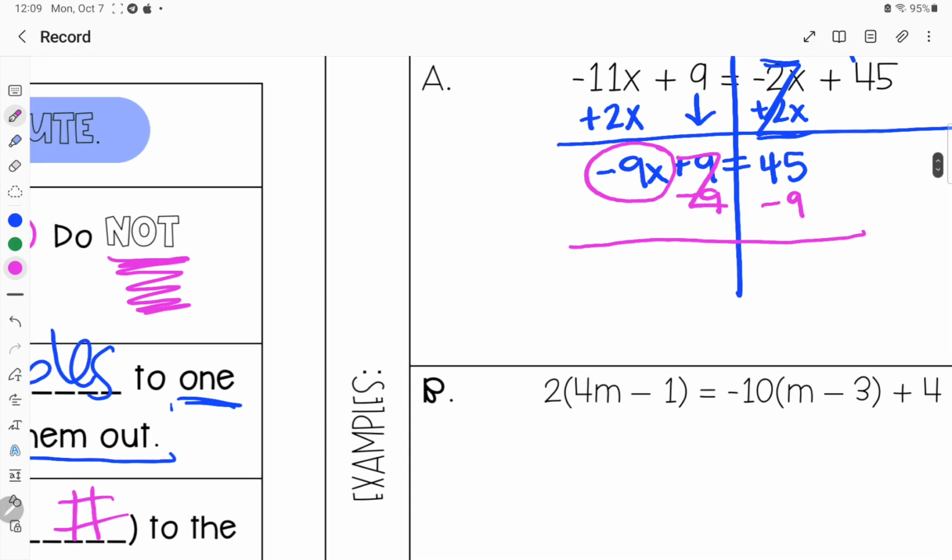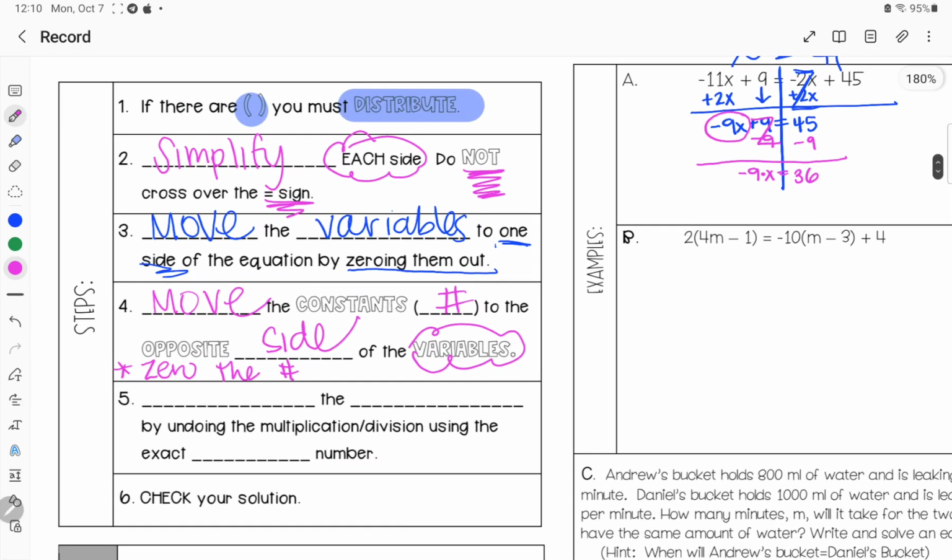So that will leave me with 0 there, but I still have negative 9 times x equals, I had 45, I took 9 of them away, that's going to leave me with 36. So we've gone from an 8th grade problem to a 7th grade problem to a 6th grade problem. Our last step is to isolate the variable by undoing the multiplication or division using the exact same number. So again, I bring this to here and then we would check.